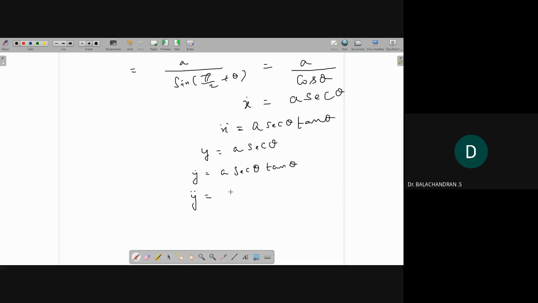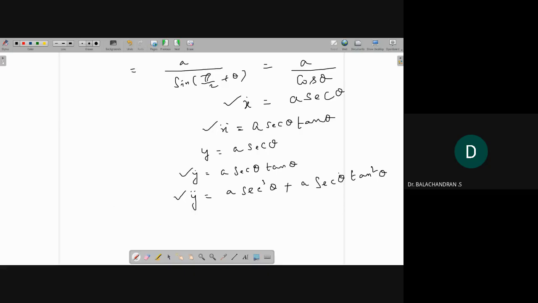And the y double dot is equal to, by the UV method, a into, if you keep secant theta and differentiate tan theta, you'll get secant square theta, so secant cube theta. And if you differentiate secant theta, you have secant theta into tan theta. So a secant theta tan square theta. I found everything. The remaining thing you should substitute in the formula: x dot, x double dot, y dot, and y double dot.